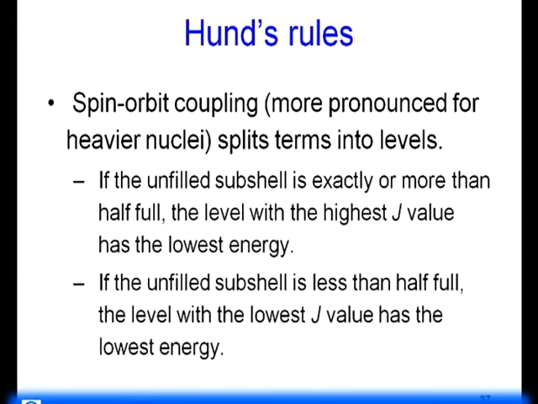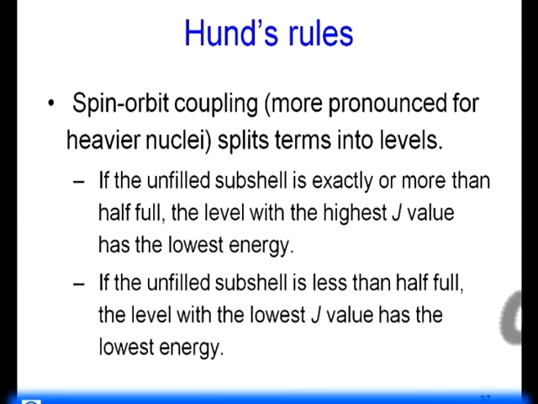If you have an unfilled subshell which is exactly half full or more than half full, then the one with the highest J value has the lower energy. And if you have an orbital which is less than half full, in that case the one which has a lower J value will have the lowest energy. I'll repeat this. The different kinds of term symbols that you can derive from the p2 configuration will have different energies. Hund's rules tell us which ones have lower energy.